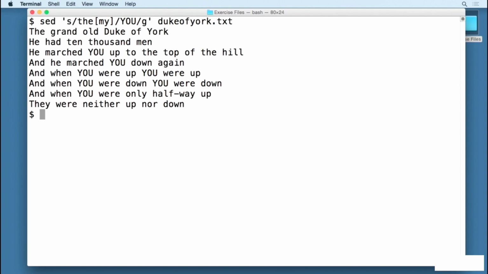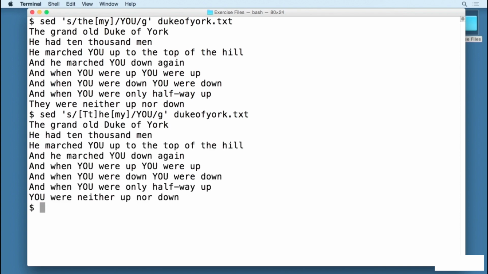Now note that it missed the uppercase They at the beginning of the last line. Remember, SED is always case sensitive. If you wanted to replace that They as well, you could replace the T in this regular expression with another bracketed expression, uppercase or lowercase t. So now it looks for an uppercase or lowercase t, followed by a lowercase h, a lowercase e, and then a lowercase m or y. And now we catch that first They at the beginning of the last line. If there were an uppercase THEM, it would also be caught.